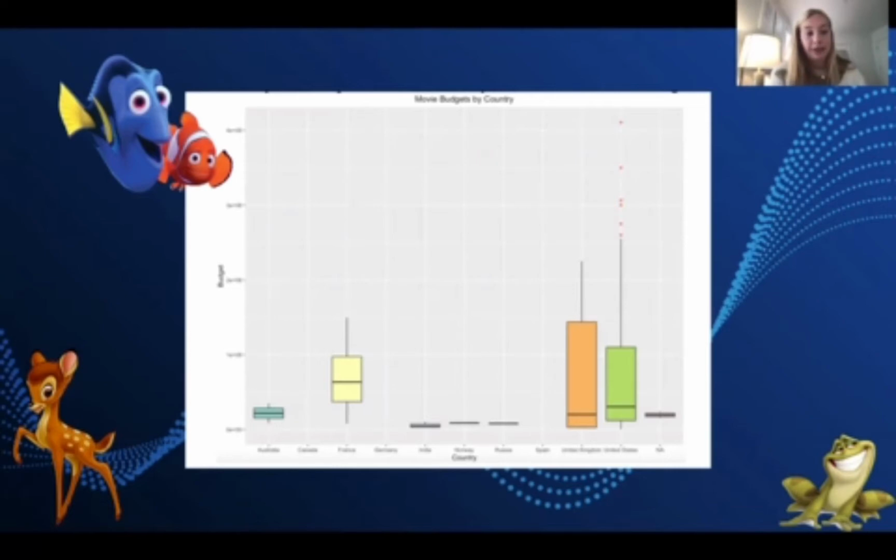And then finally, if we look at the US, the median budget is slightly higher than that of the UK and France, but it is extremely skewed to the right with lots of very high outliers.